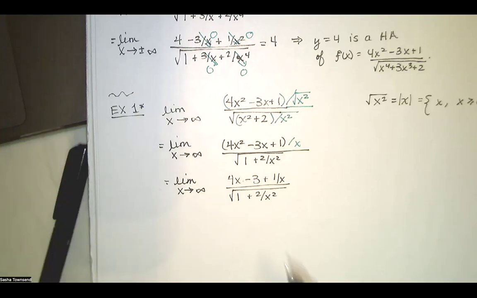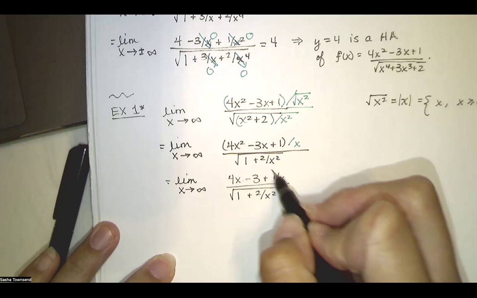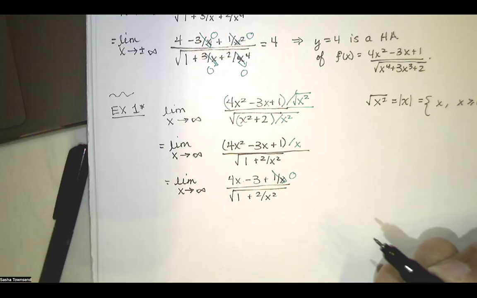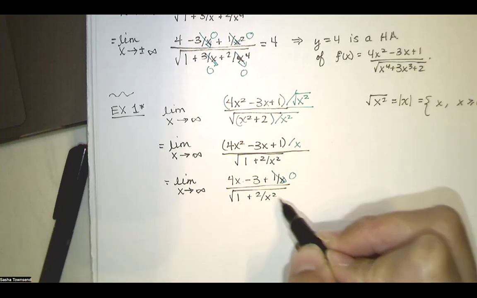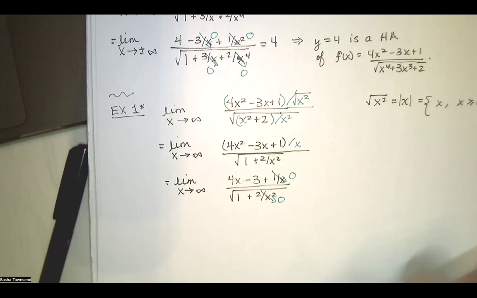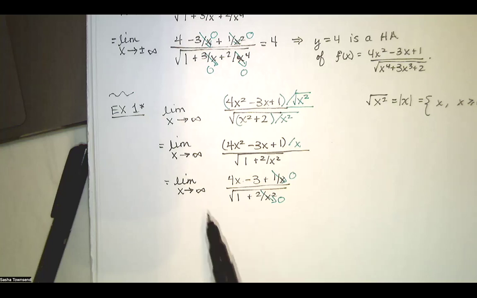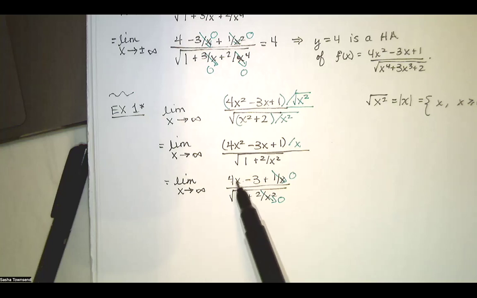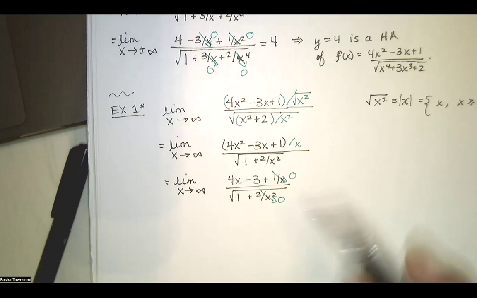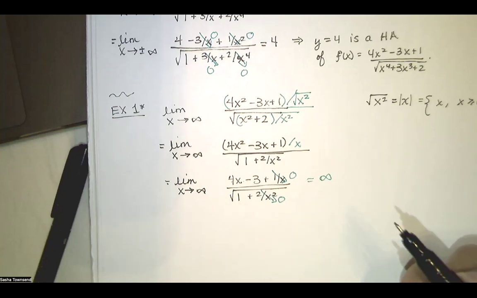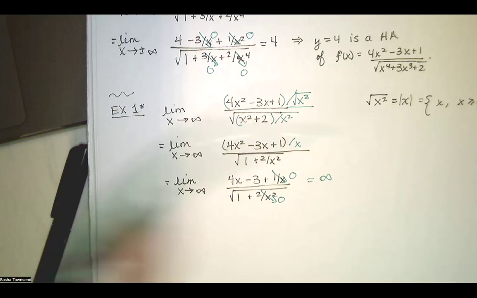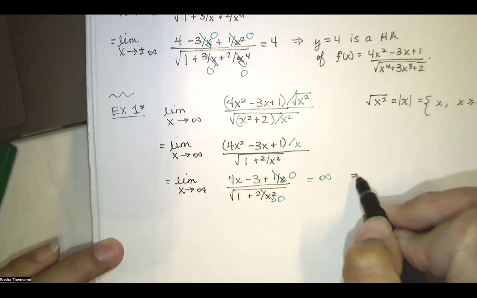So now I want to think about what happens as x goes to infinity. Well, 1 over x approaches 0, because 1 over a large number is a very small number, and 2 over x squared is also going to 0. And I end up with this 4x minus 3 divided by 1. Well, as x goes to infinity, 4 times a large number is a very large number. So the answer is infinity.